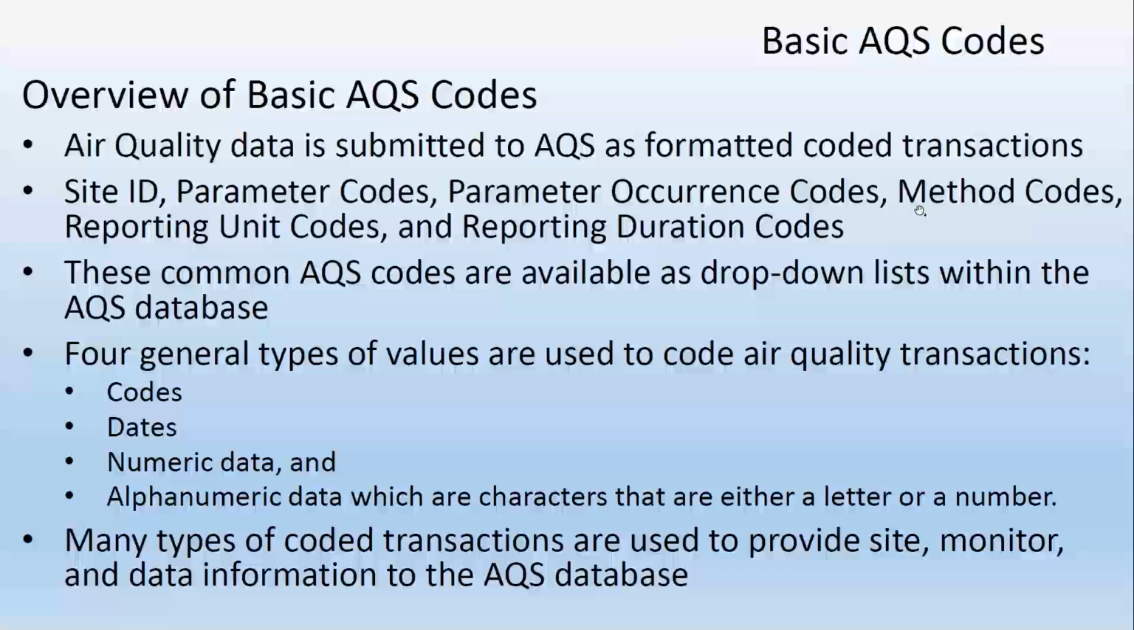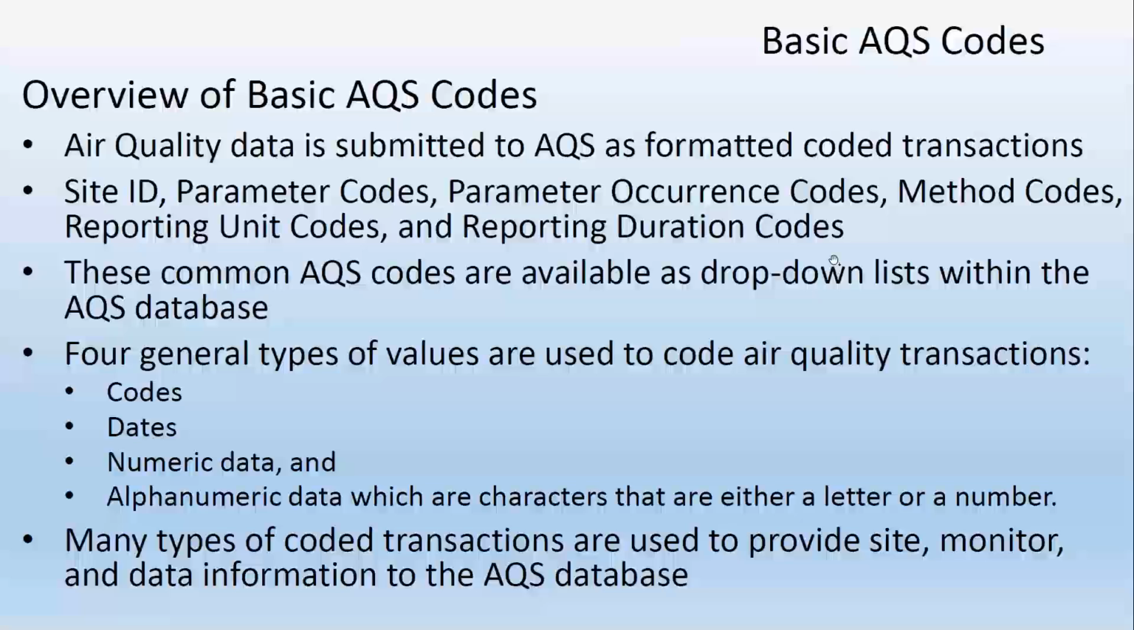These include the AQS site ID codes, parameter codes, parameter occurrence codes, method codes, reporting unit codes, and AQS reporting duration codes. I will go through and talk about these common codes, and if you're interested, there's also a list of codes and tables available, as I mentioned, on EPA's AQS code list website. The link was shared earlier in the AQS code slide, along with the link to the AQS coding manual for your reference.